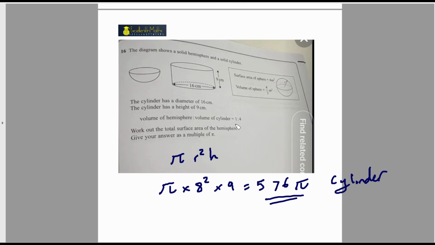If you look at the formula here, the ratio, you'll find that the volume of the cylinder is 4 times the volume of hemisphere. To find the volume of the hemisphere, we need to divide that by 4. So 576 pi divided by 4, that's supposed to give me 144 pi. That's the volume of the hemisphere.